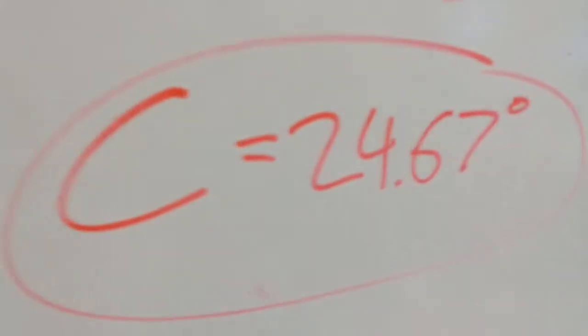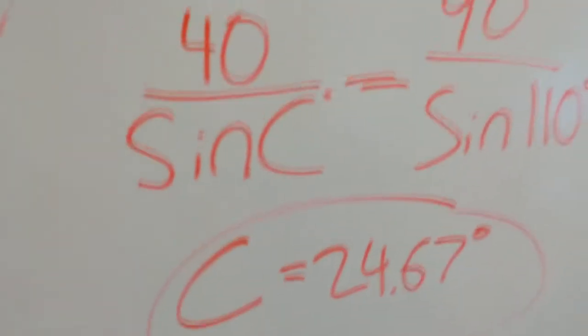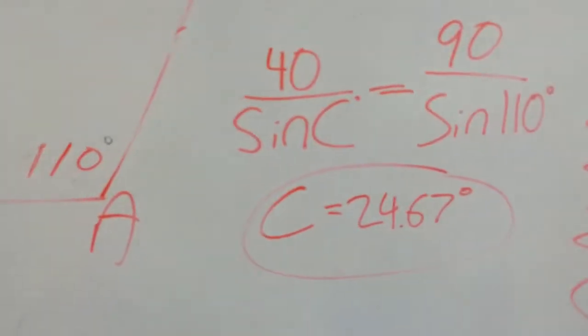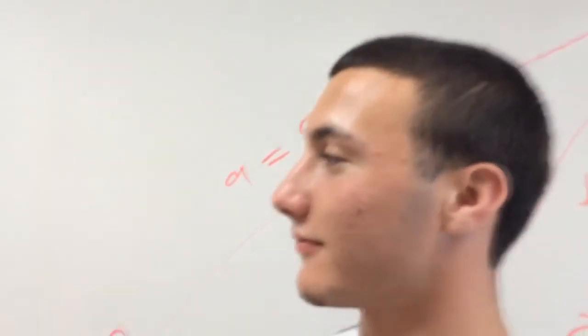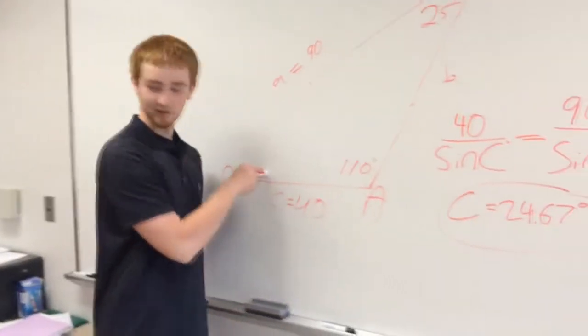Now that makes sense because the smallest angle is across from the smallest side. Remember the common sense check. Good job, Steve. Go sit down. So now that we have two angles, how do we find the third?